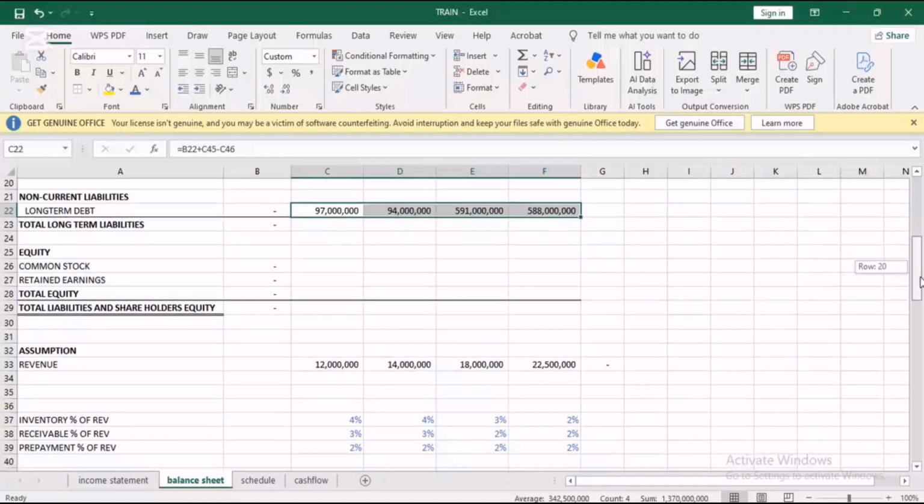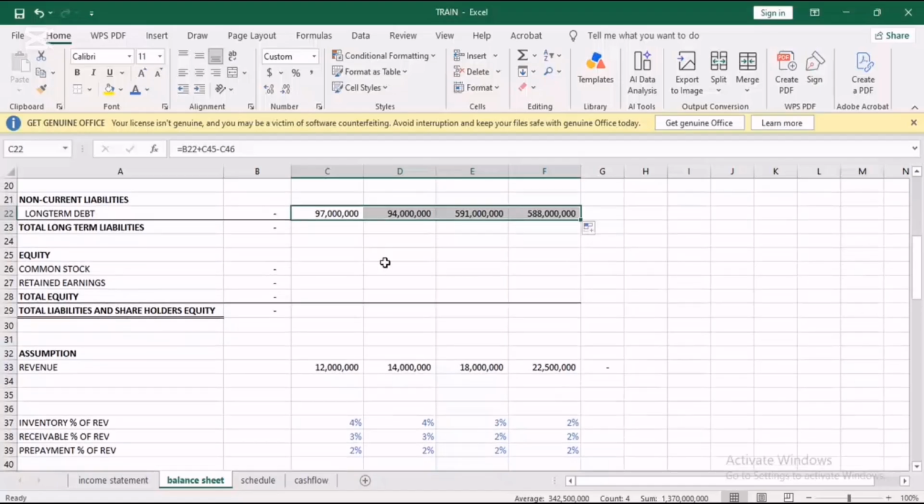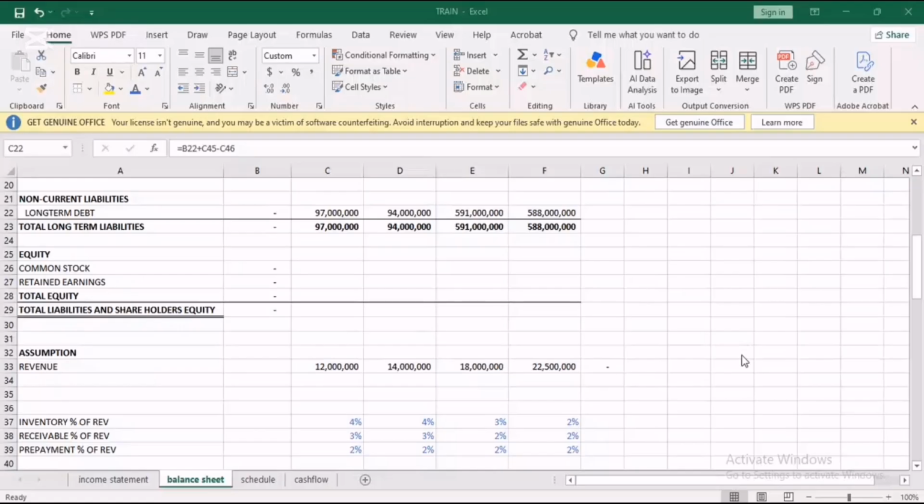So now let's move on to the next. So let's have our total long-term debt. So I scroll down here. I hit summation. So that's that. So right now, let's move to forecast our equity.